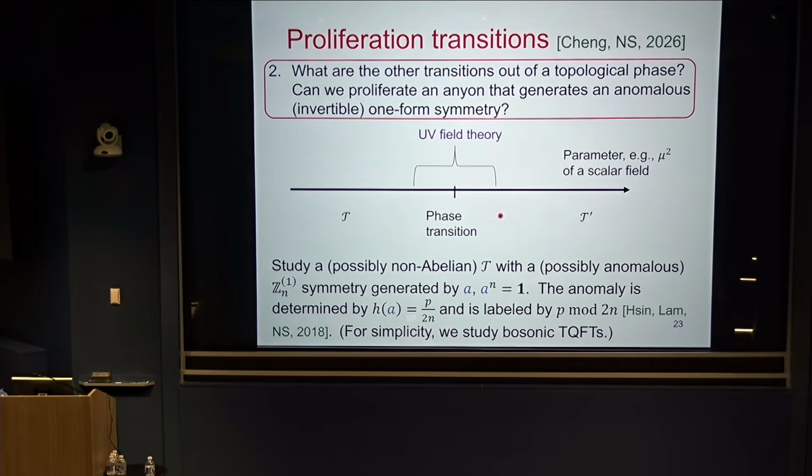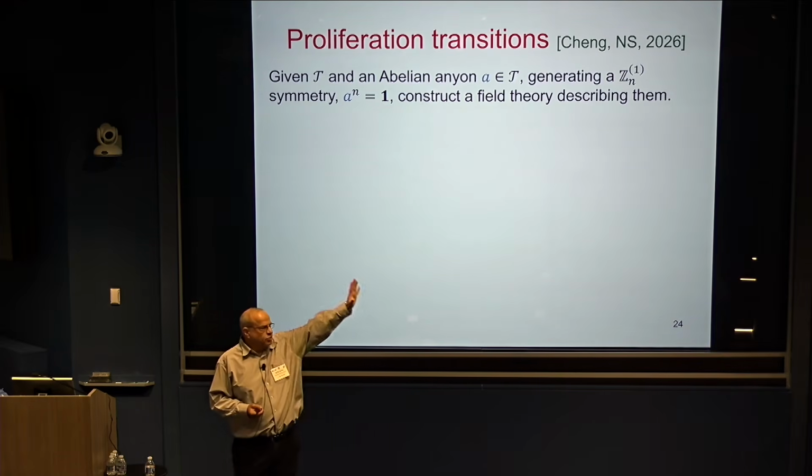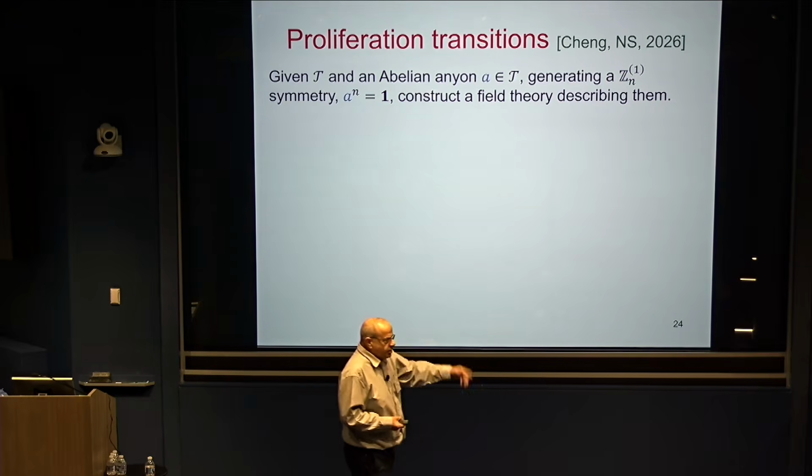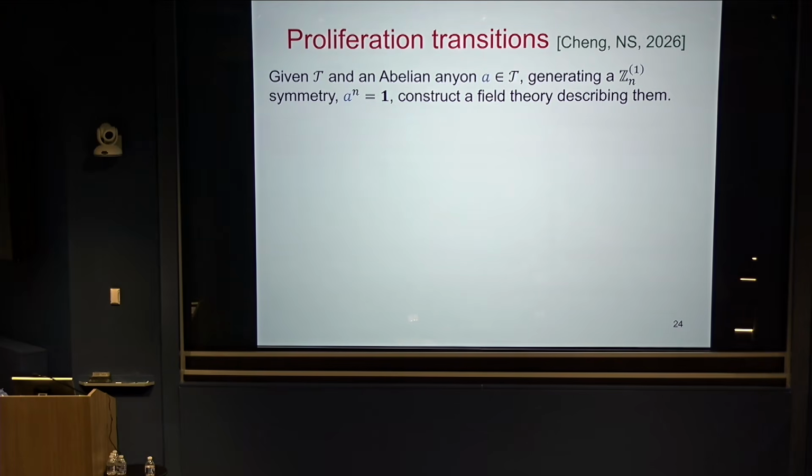So we are going to study all possible T's, possibly non-abelian, that have an abelian anyon generating a one-form symmetry. And the anomaly is determined by an integer p. More precisely, it's labeled by an integer p modulo 2n. And for simplicity, I'm going to talk about bosonic theories rather than fermionic theories. So given T, this is the data: we have a TQFT T and a choice of an abelian anyon A. The same answer I gave you before. The TQFT could be SU(2) level 20. Since it's divisible by 4, there's a good abelian anyon. It's anomaly free. But now I'm much more liberal, and I say SU(2) level 17.